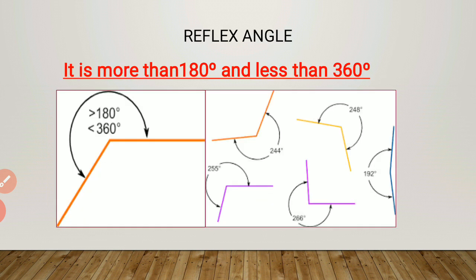The next is the reflex angle. Reflex means the opposite angle; it is more than 180 degrees and less than 360 degrees. You will make this angle on the opposite side of the line. There are some examples of reflex angles: more than 180 degrees, that means 181 degrees to 359 degrees, all angles are called reflex angles.